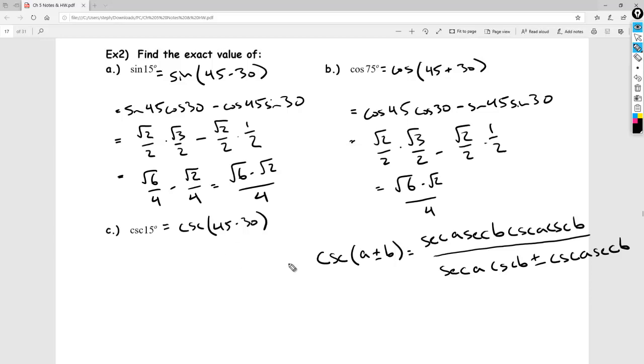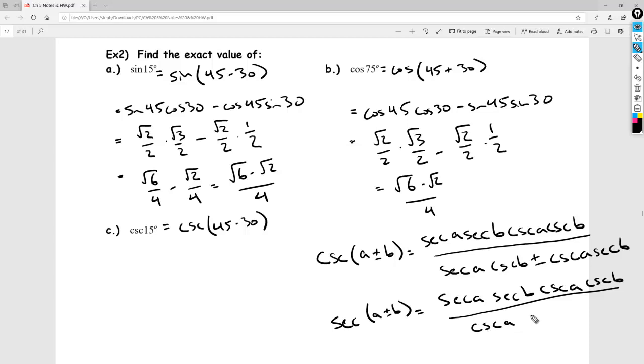Secant has its own as well, so I'll write that for you here. Secant of A plus or minus B is secant of A, secant of B, cosecant of A, cosecant of B, all divided by cosecant of A, cosecant of B, minus plus secant of A, secant of B. I know it looks really long and intimidating, but honestly, don't worry about it. It's not something you have to memorize, but it is something that you should know how to use.